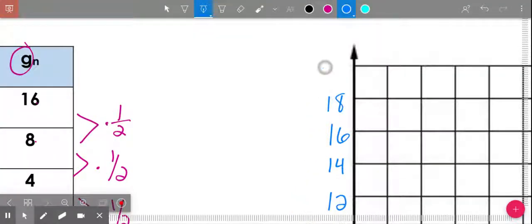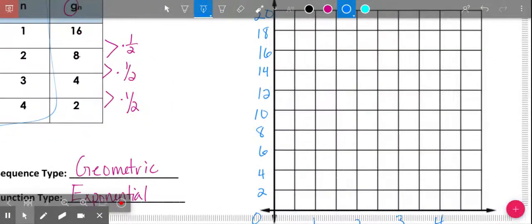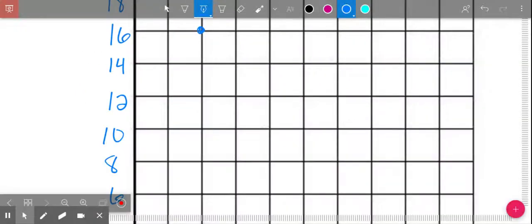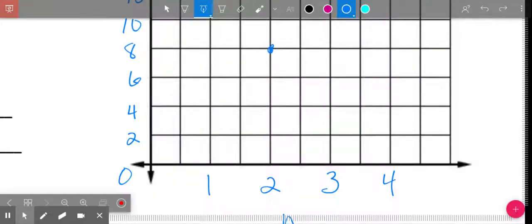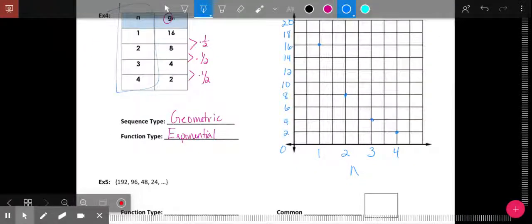Yes, you need to go all the way to the end. Again, don't be lazy. So our first term was 16. The second term was 8. The third term was 4, and the fourth term was 2. All right, and then remember, we do not connect our dots. All righty.